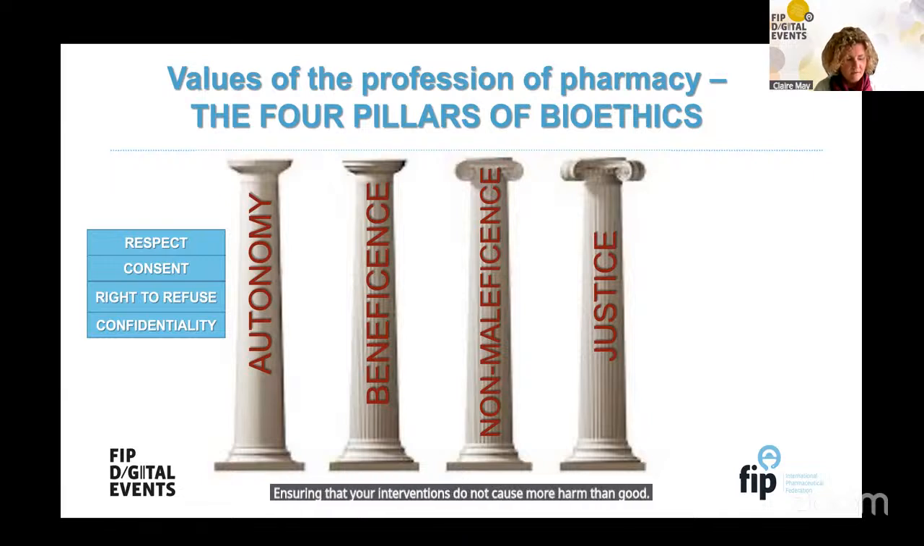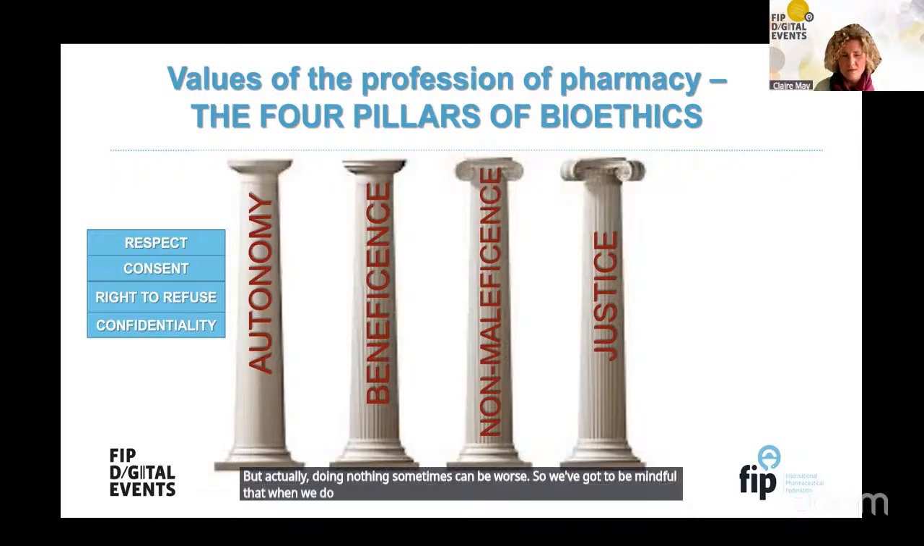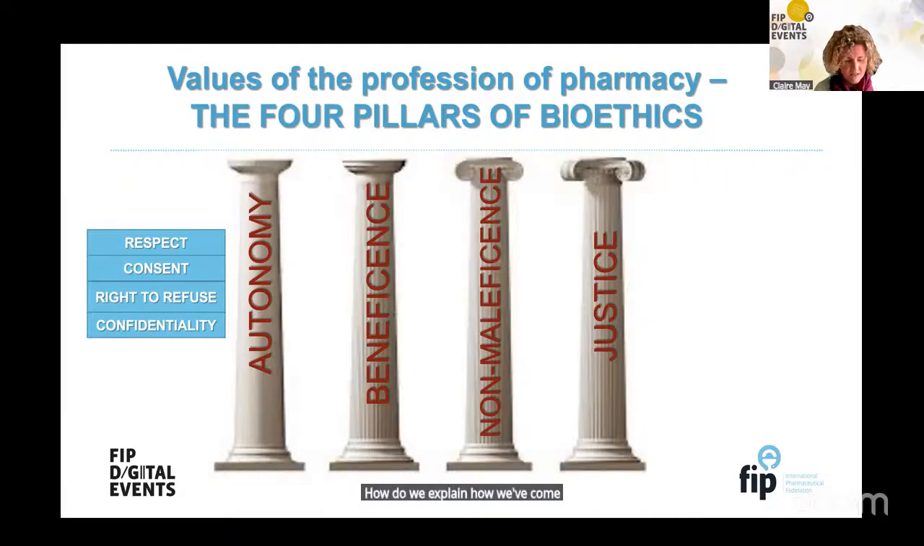At this point, I'd just like to point out that when I work with my students within the university, there can sometimes be a tendency for students to not make a decision. By not making a decision, they think that they're avoiding some of the pillars of bioethics, specifically do no harm. But actually doing nothing sometimes can be worse. So we've got to be mindful that when we do make choices, how do we rationalize? How do we explain how we've come up with that particular decision?